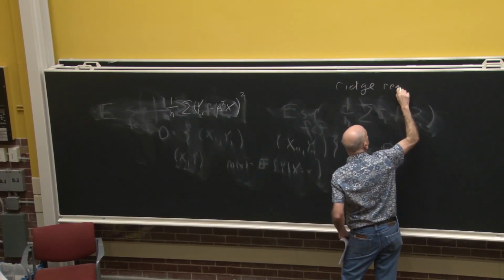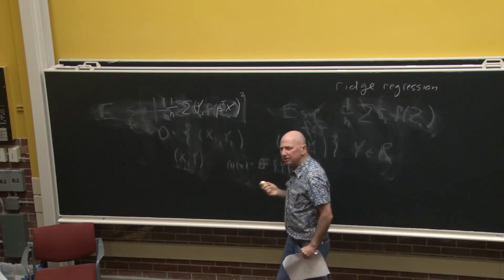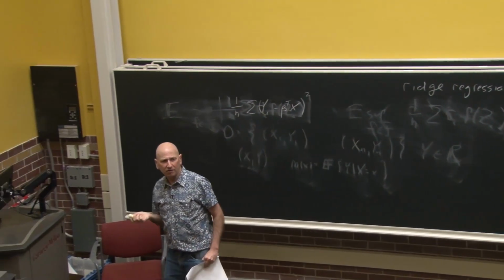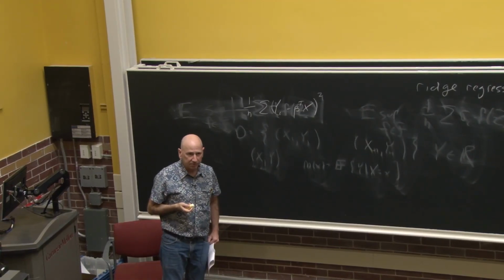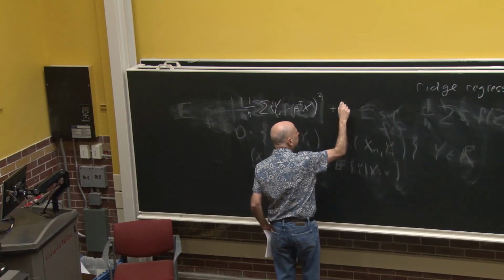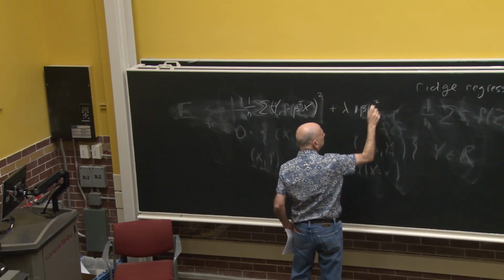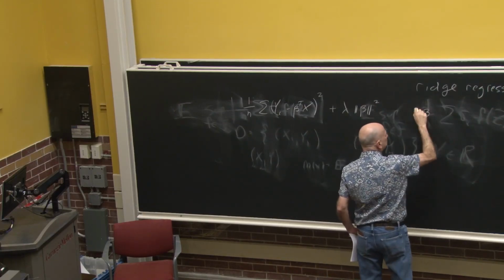So an older way of dealing with this, which in statistics and machine learning we call ridge regression. In the signal processing world, I think Tikhonov regularization was the term people used, maybe they still use it. But it's basically just adding a penalty term, specifically the norm of beta squared.